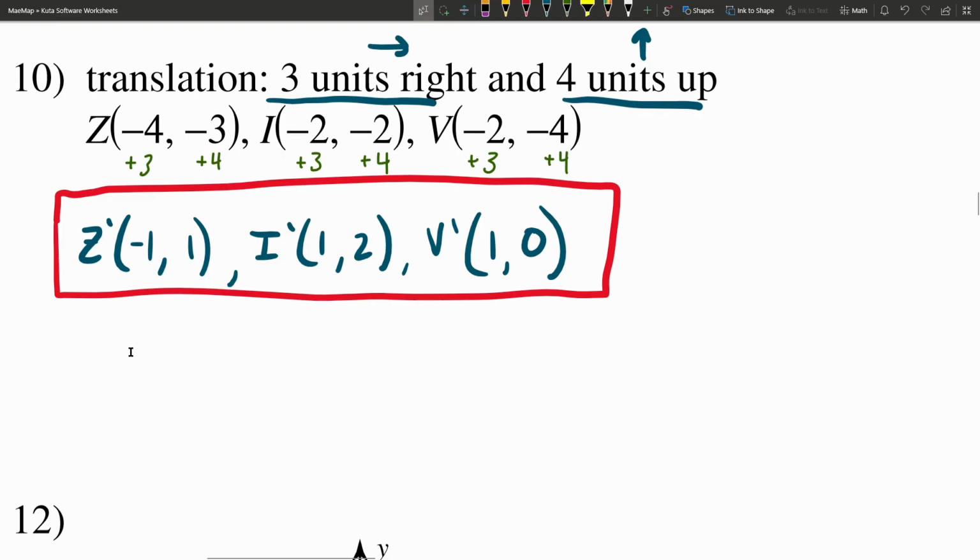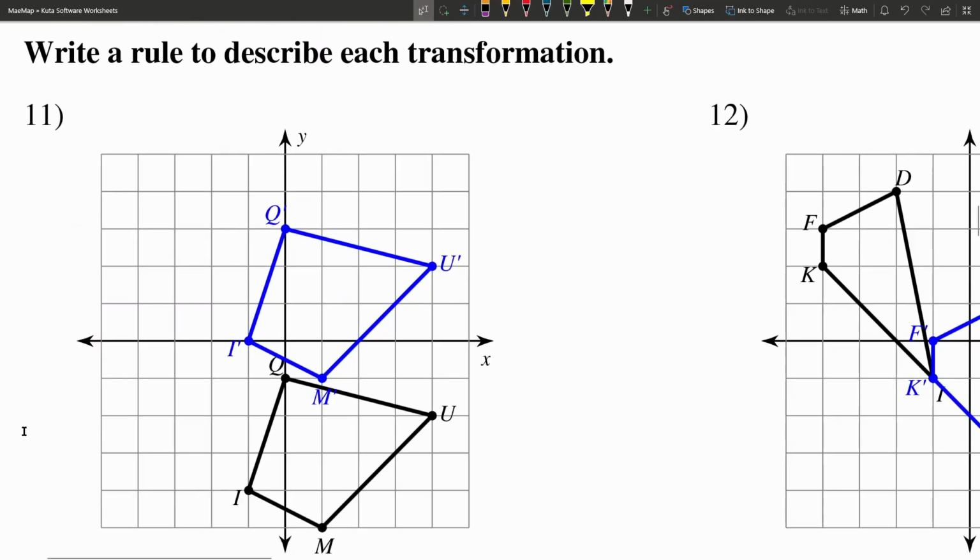Let's move on to our last set of directions, where we're simply going to write a rule to describe each transformation. And again, remember this worksheet is all about translations, so we know it's going to be a translation. And we can figure out the translation by picking a vertex in the original figure and seeing how far up, down, left, or right we need to move. So I'm going to start with this leftmost point I in our original figure.